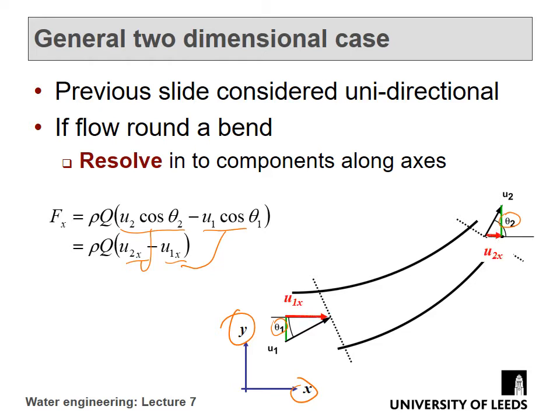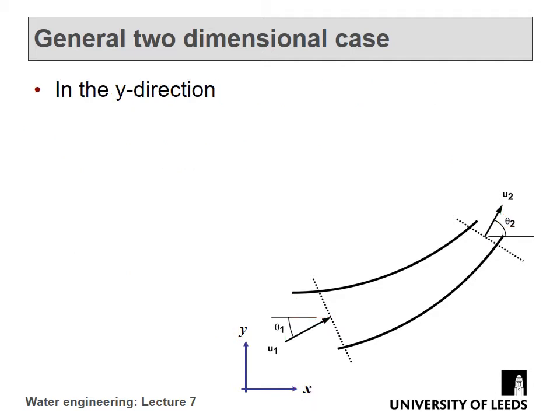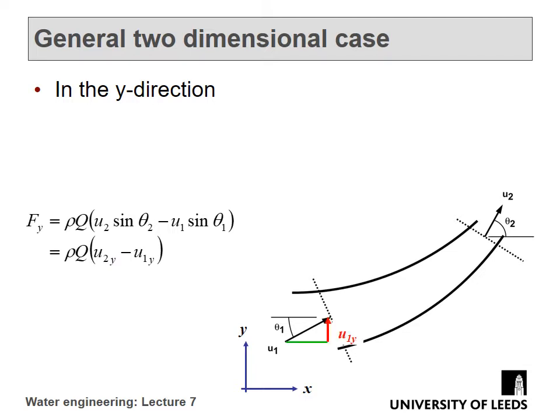And I've indicated here in red the Fx, so the velocity in x, and in green in the y direction we get Fy equals rho Q (u2 sin theta 2 minus u1 sin theta 1), and again I use this short notation for this expression here, just to simplify things.